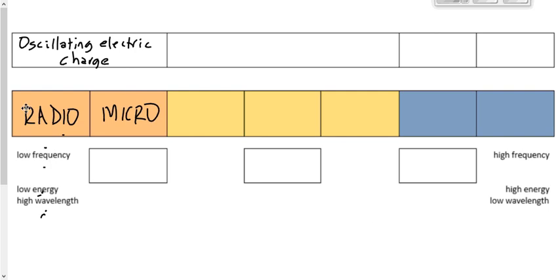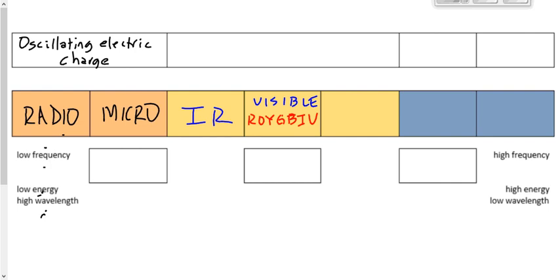What was the next type of EMR that was generated after microwaves? Infrared. Infrared, then comes visible light. I'm going to put this up here because we're going to break down visible light into 7 subcategories. They all have subcategories. We just don't usually identify the subcategories of anything but visible light. The reason we do identify visible light subcategories is because we can physically see these ones. What are they? Roy G. Biv. Red, orange, yellow, green, blue, indigo, and violet.